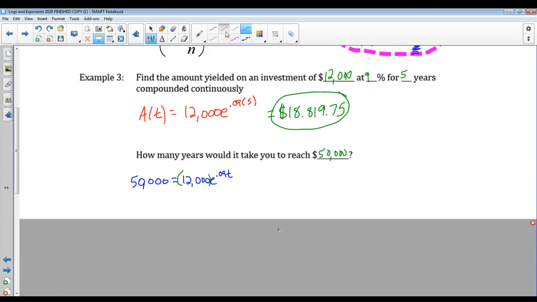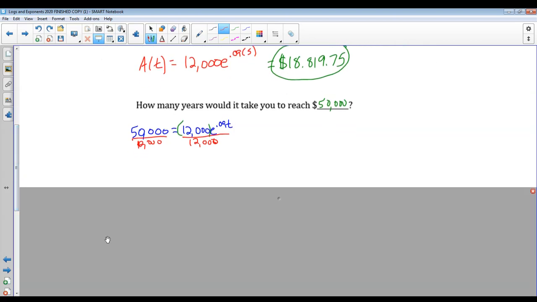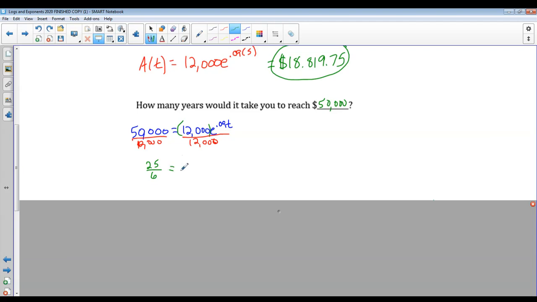To get that exponential term by itself, the first thing we have to do is divide out by that 12,000. I'm going to keep everything as a fraction for now, so we could end up with some irrational numbers, some decimals that don't repeat nicely. So I'm going to keep this as 25 over 6, just reducing that down. And we have e to the RT. This continuous growth happens so much with these exponential growth problems. This is what we mentioned earlier. It has its own log function, the natural log.